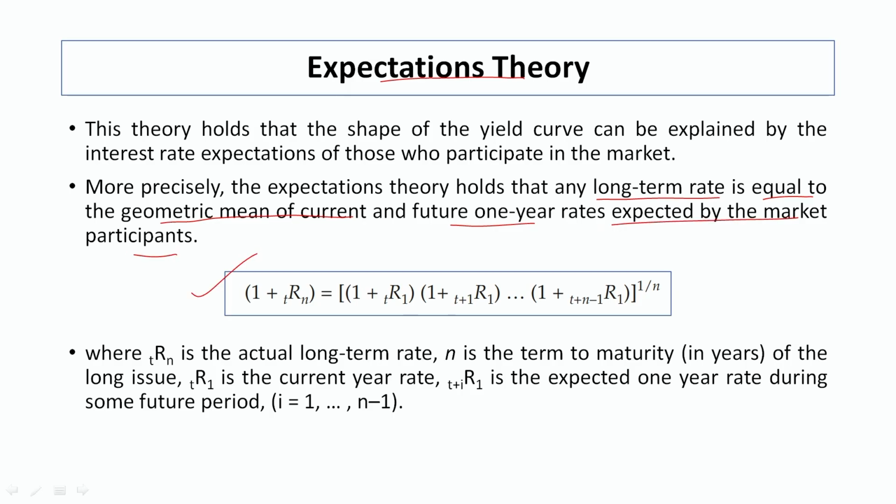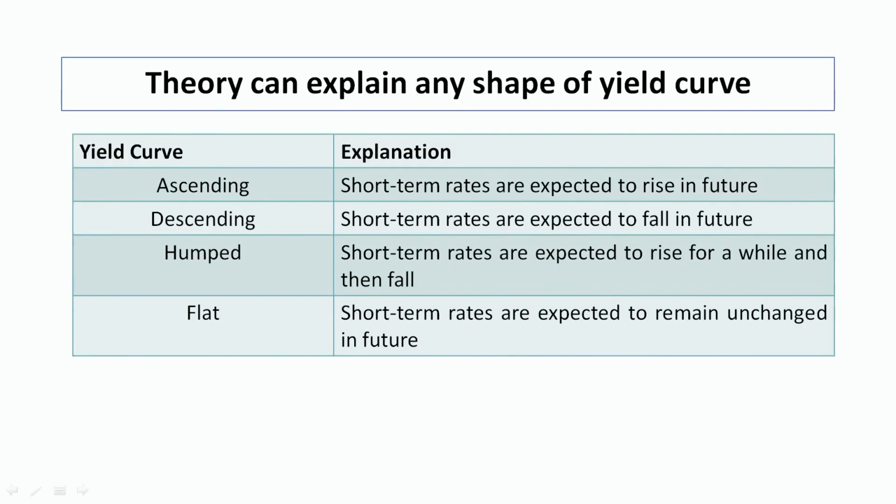So, this is expressed in terms of this particular formula, where TRN is the actual long term rate, N is the term of maturity in years of the long issue, TR1 is the current year rate, and TIR1 is the expected 1 year rate during the future period. On the basis of that, this particular yield curve is decided.